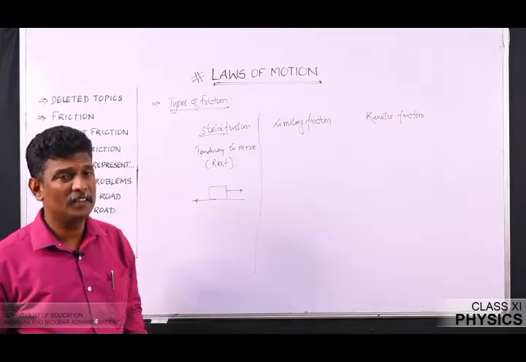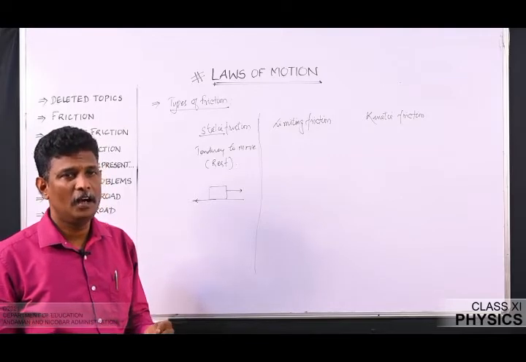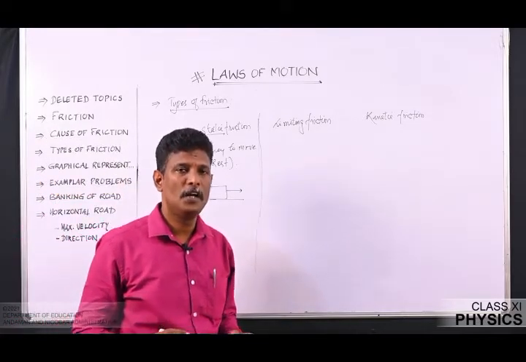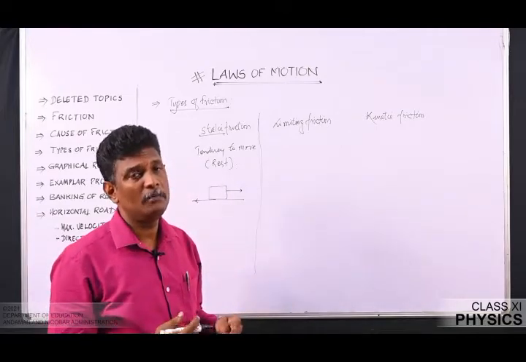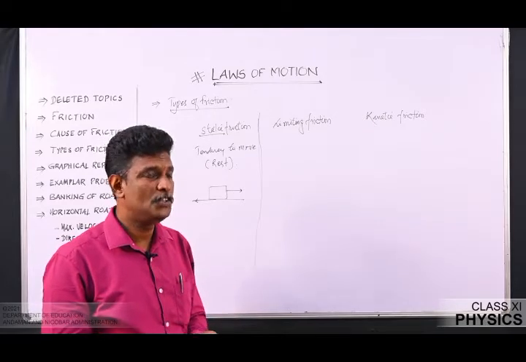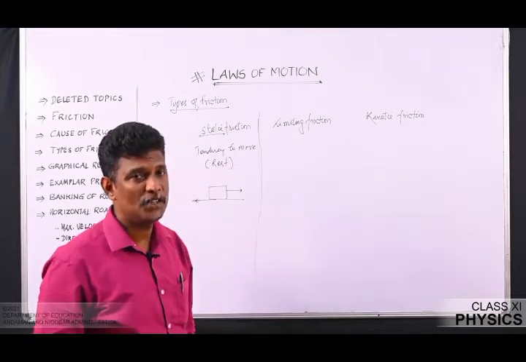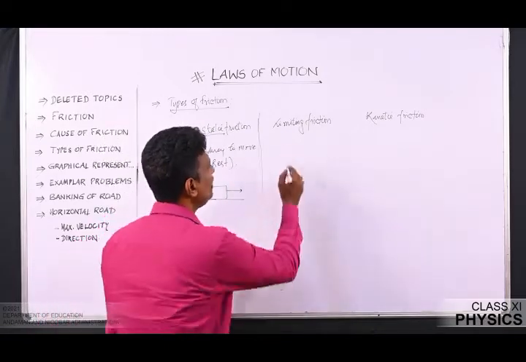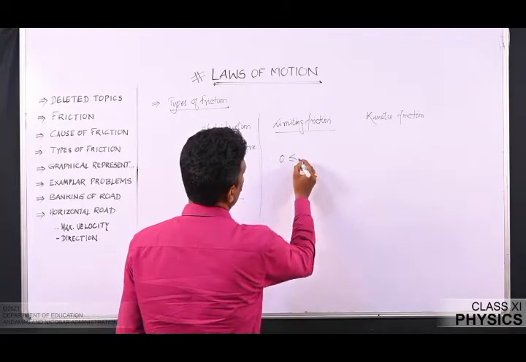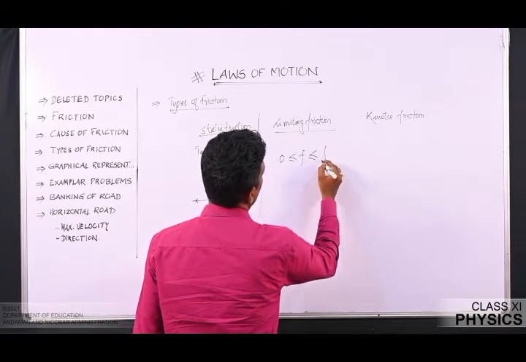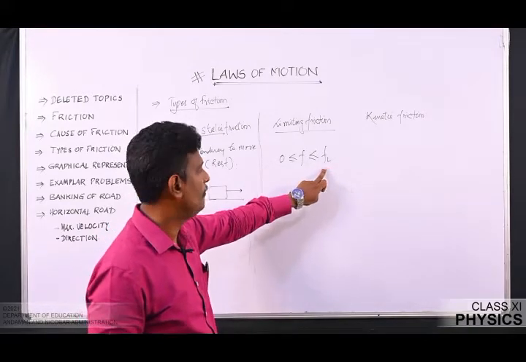Up to what extent will the body resist the applied force? Some extent is there. If you go on increasing the applied force, obviously at a certain point the body will start to move. What is that extent at which the limit is there? That extent of friction at which the maximum friction is there is called limiting friction. It exists from 0 to F less than or equal to FL. It is denoted by FL, that is limiting friction.